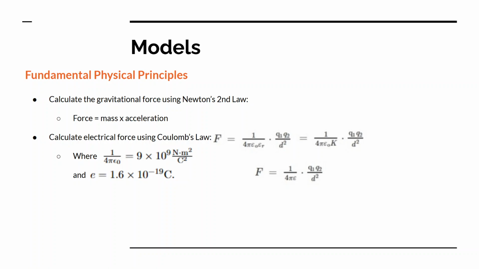Calculate the gravitational force using Newton's second law, which is force equals mass times acceleration, and calculate the electrical force using Coulomb's law, where F equals K times Q squared over D squared, where e equals 1.6 times 10 to the negative 19 C, which is the electrical charge.